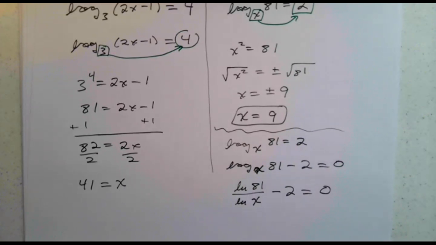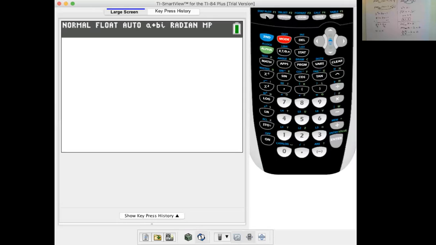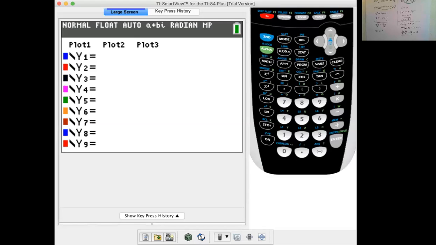So let's jump to the graphing calculator, and I'm going to graph y equals log 81 over log x minus 2, to check our work on this one. So to the y equals button, parentheses, natural log of 81. Watch your order of operations, it gets tricky, divided by natural log of x. We said minus 2, we want that to equal 0. Where does it equal 0? We think it's going to happen at 9.